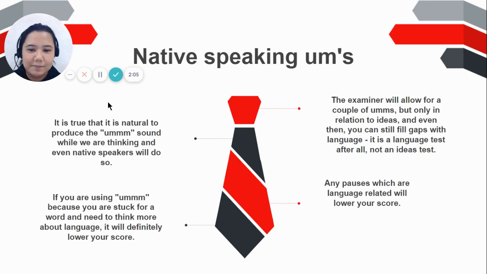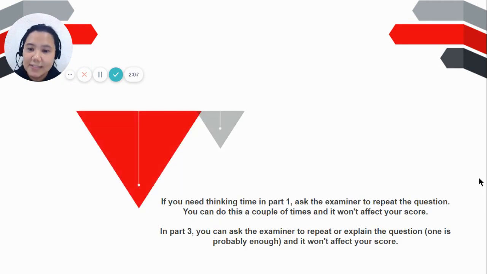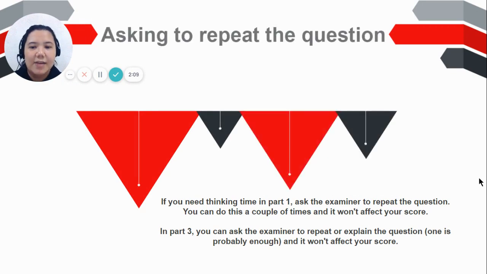All right, moving on. So let us have the next slide. Okay, so asking to repeat the question. If you need thinking time in part one, ask the examiner to repeat the question. You can do this a couple of times and it won't affect your score.